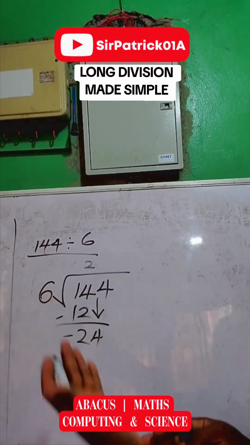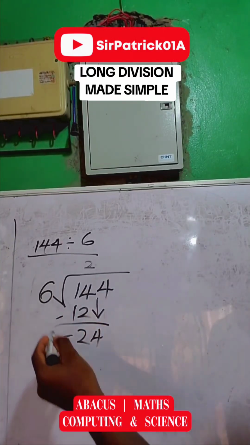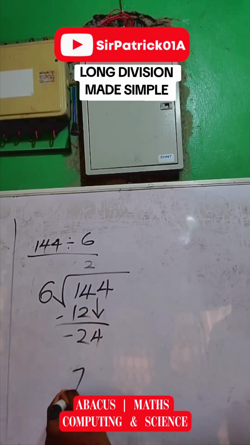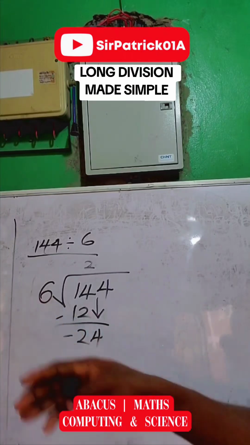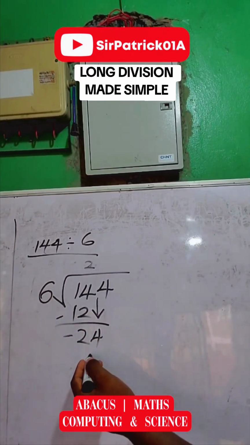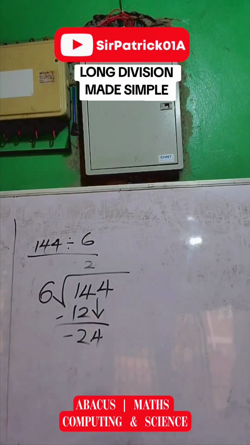For example, this 6, if you have 6 here, 6 can go into 6. How many times? 1. If you have 7, 6 can go into 7. How many times? 1. Remember 1. So any number that is bigger than 6, 6 can go into it. So the 24 that we have here, 6 can go into 24. Okay? So how many times?